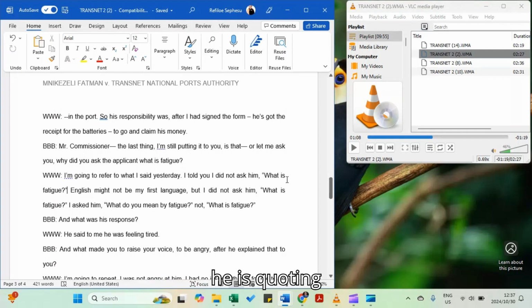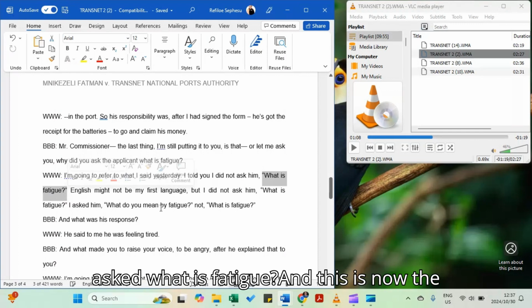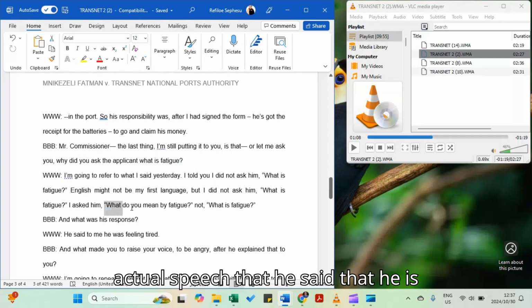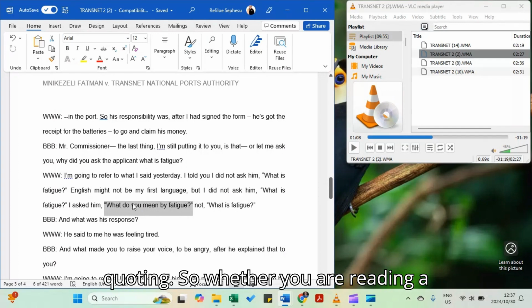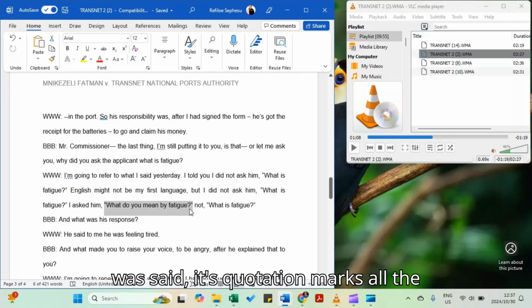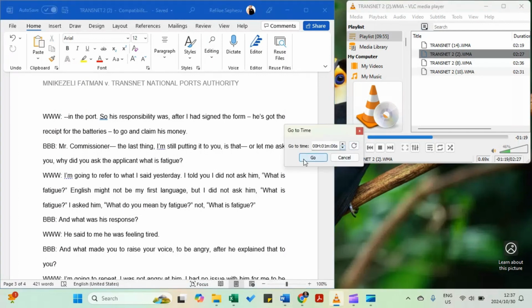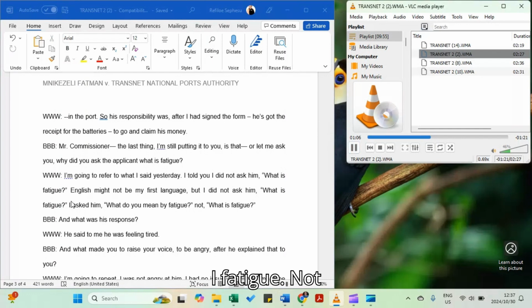And here he is quoting, this is hypothetical speech, okay, that he hypothetically asked what is fatigue, and this is now the actual speech that he said that he is quoting. So whether you are reading a document, whether you are quoting hypothetical speech or actual speech that was said, it's quotation marks all the time. All right. By fatigue, not what is fatigue.